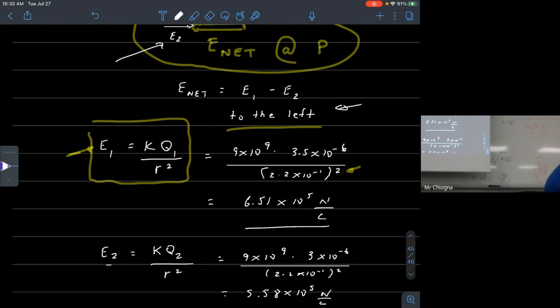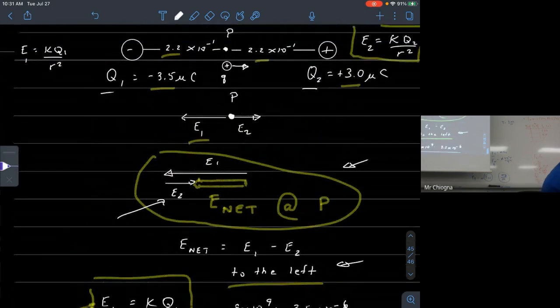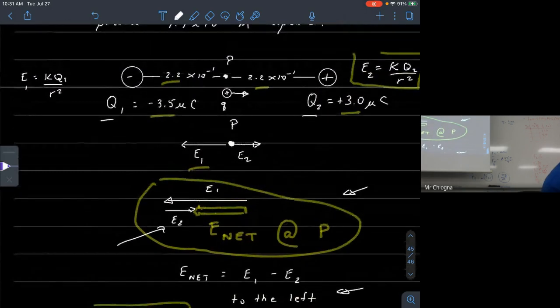Did I make a mistake? It's saying, oh, I did make a mistake. E2, what's the direction of E2? It's to the left. It's not to the right. My mistake, sorry. Let's change this.